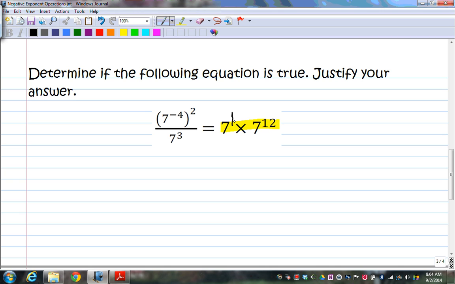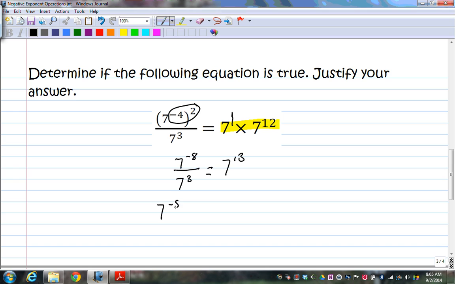7 to the 1st times 7 to the 12th is 7 to the 13th, because I just add them. On this side, I'm going to do this first. So this has become 7 to the negative 8 over 7 to the 3rd. Now, some of you may realize right now, this is not going to work. But if you don't, that's okay.